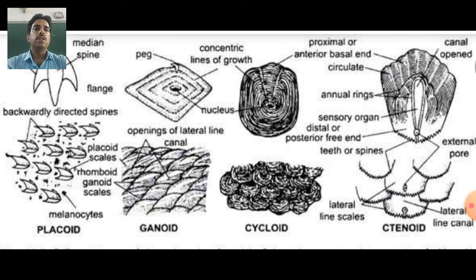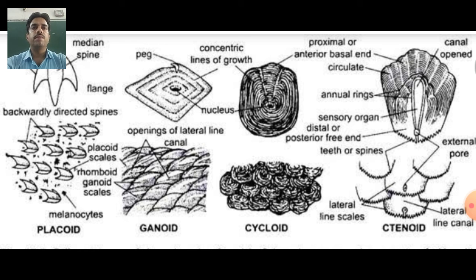Then the last on the screen is ctenoid scales, that is the characteristic of modern higher teleostean fishes such as perch, sunfish, etc. And here there are also annual rings, a canal, and then an external pore in the ctenoid scales.